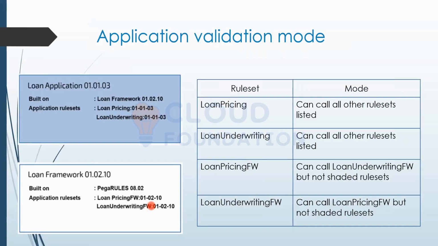Exactly. We would be looking at only two thumb rules here. Either it should be part of the same application or it should at least be part of any built-on application. Only then I can access my rules. This holds good for your AV mode. If you are trying to have a reference between multiple rule sets and you are trying to reuse them across different places, then we would go for this AV mode.